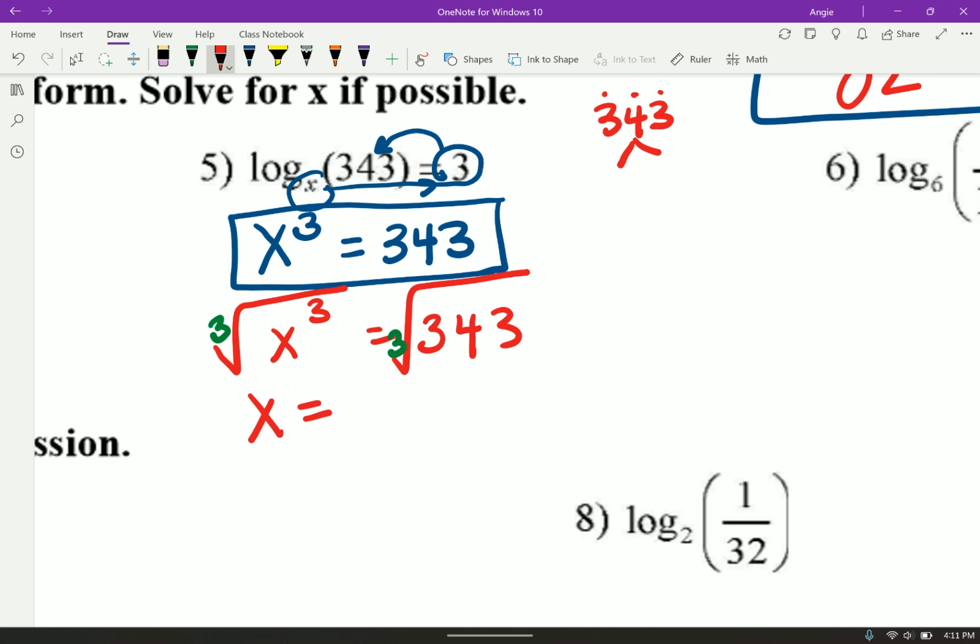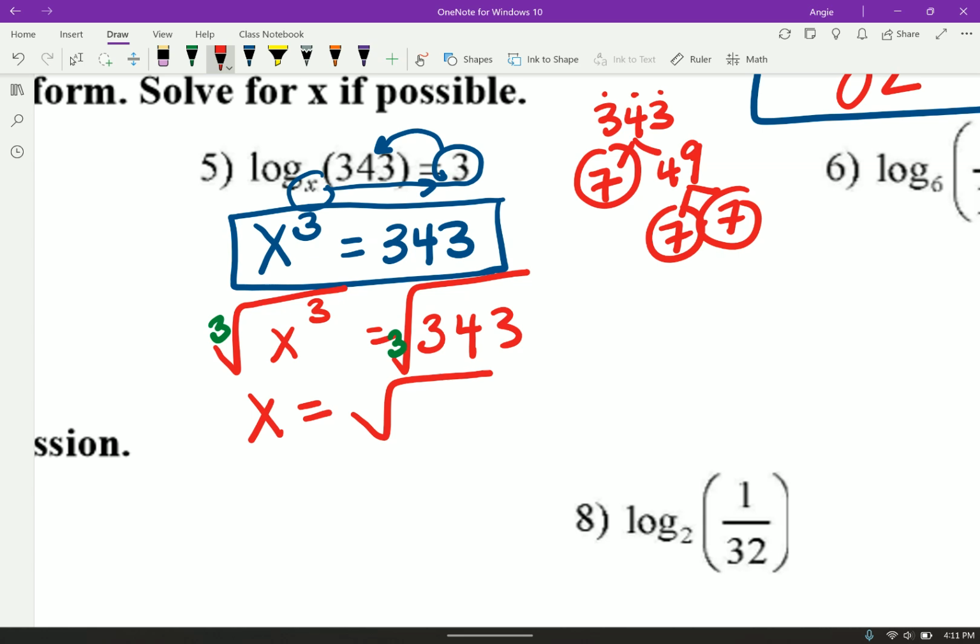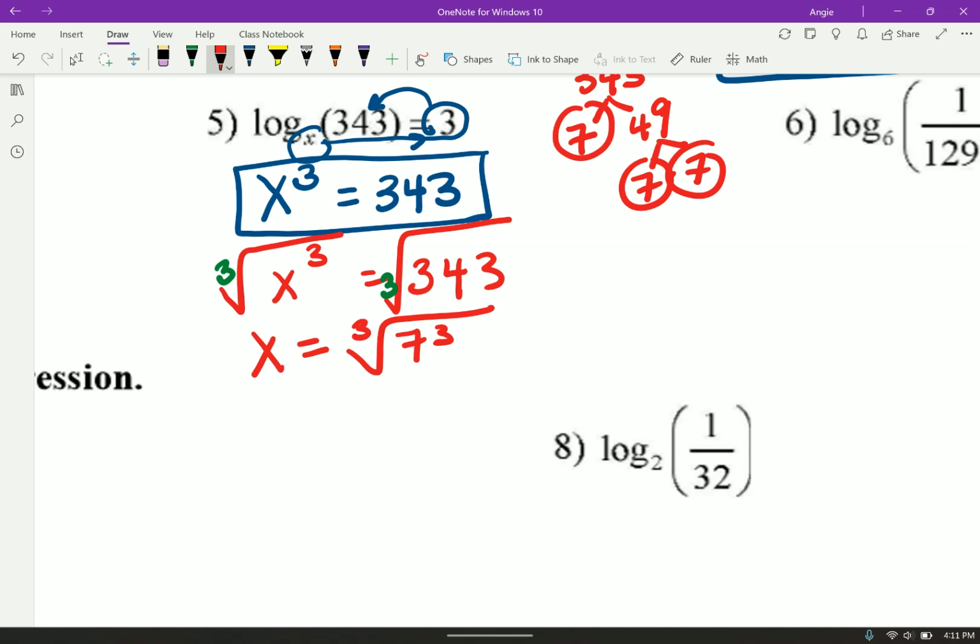But we can try perhaps 9. Well, we know it's not divisible by 5, so we can try 7. So let's try 7. If we divide by 7, that's going to give 49. 49 is 7 times 7, so it looks like we have three 7s in there. So this is the cube root of 7 to the third. That will allow us to say, okay, well, the cube root and the power of 3 are going to cancel each other out. So that's going to allow us to say x equals 7. Okay, so first write it as an exponential and then solve if possible.